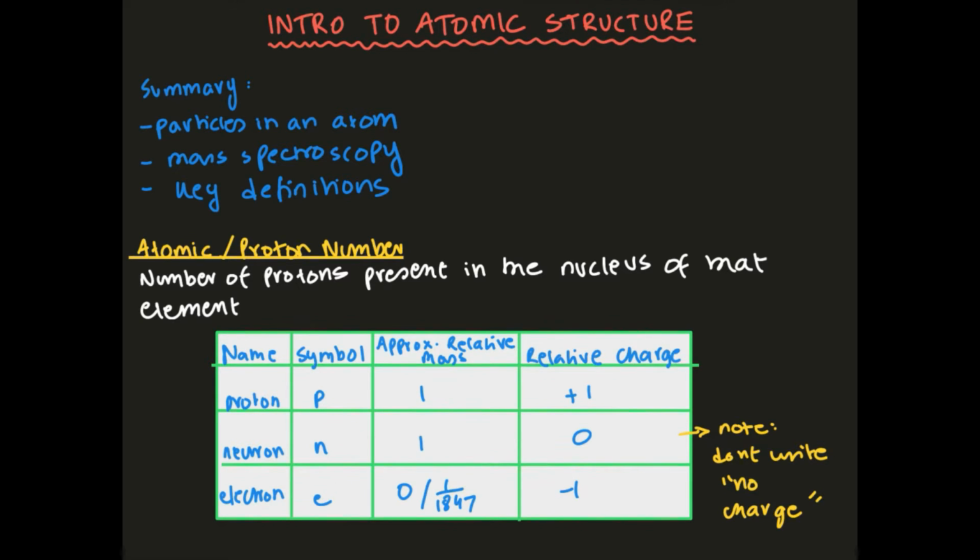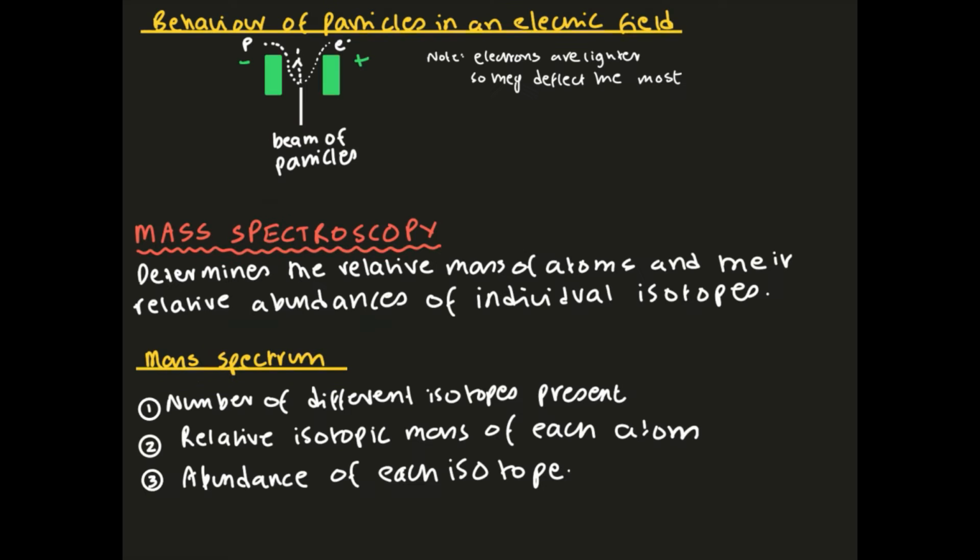The approximate relative mass for a proton is 1. For a neutron it's 1. And for an electron it's either 0 or this number over here. You can also write down negligible. The charge on a proton is +1. The charge on a neutron is 0. And the charge on an electron is -1. Now it's very important to not write no charge for a neutron, just write down 0. So this was mainly O-level recap.